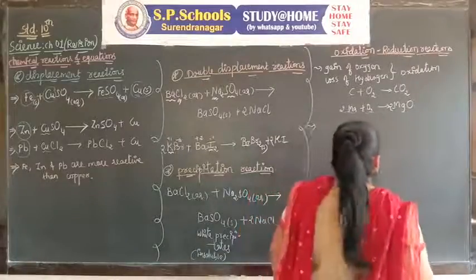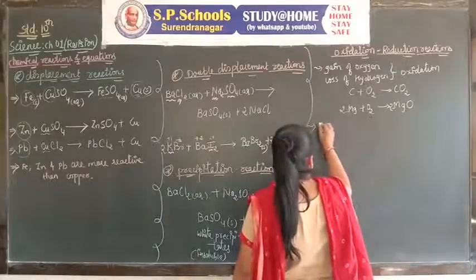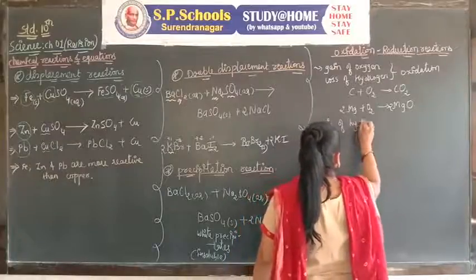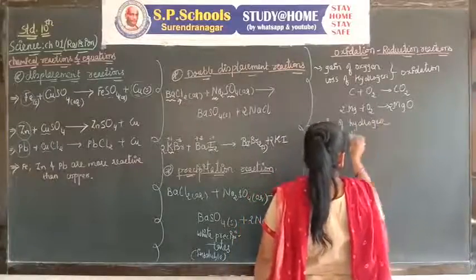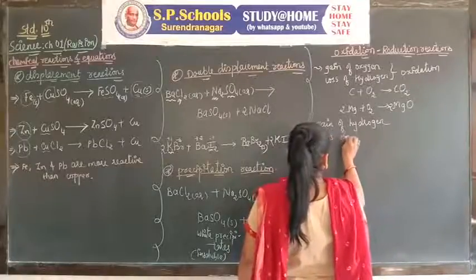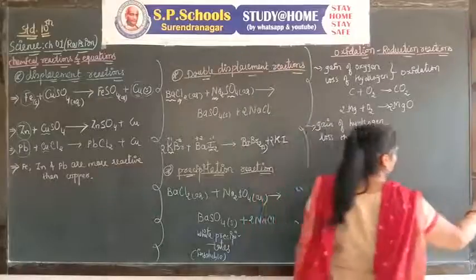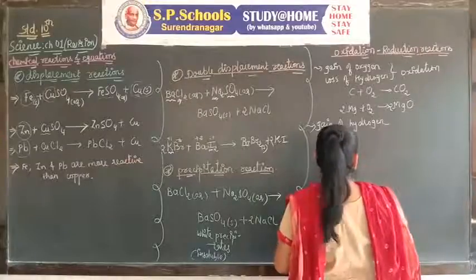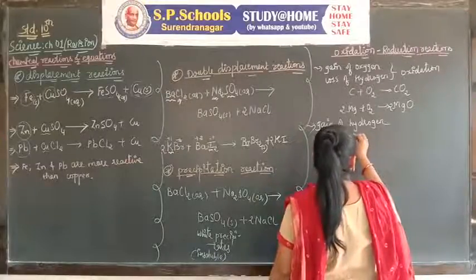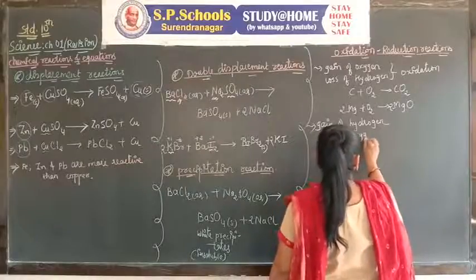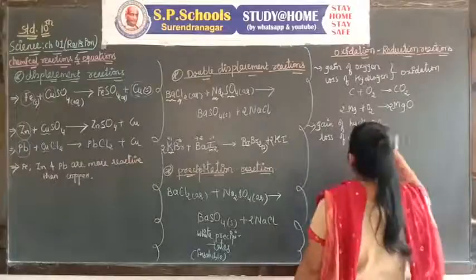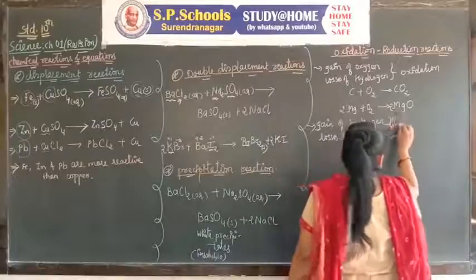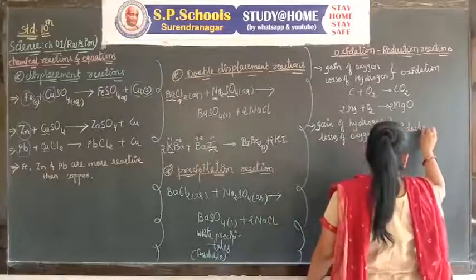The reverse process occurs in the reduction reactions: if there is a gain of hydrogen and loss of oxygen, it will be called a reduction reaction.